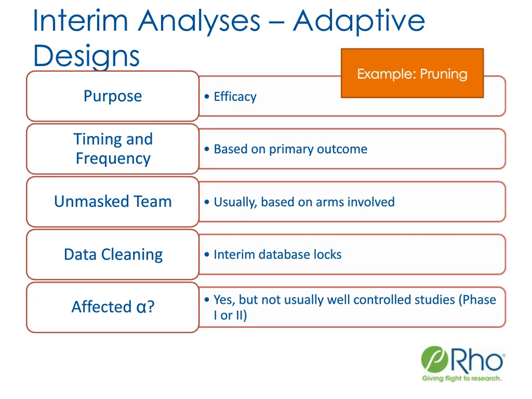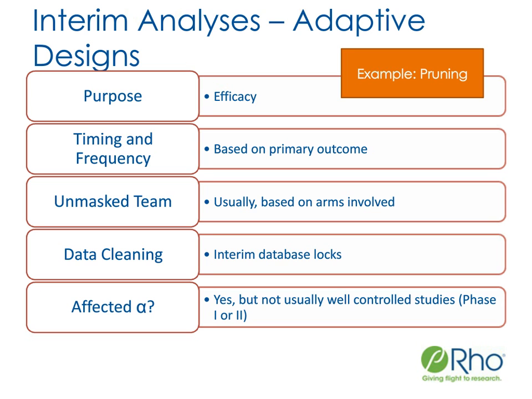Adaptive designs, such as pruning algorithms, can be used to test multiple doses of study drug in the same trial, removing or pruning those doses that don't show efficacy as the trial progresses. Again, the timing is based on the primary outcome, and if the study is blinded, you probably will need an unblinded team to perform these analyses.